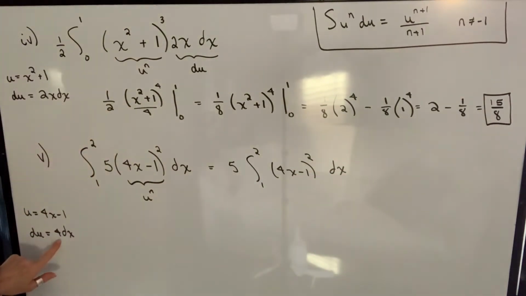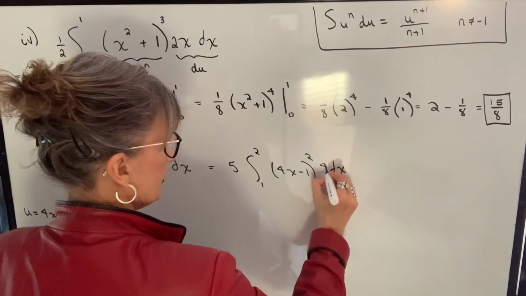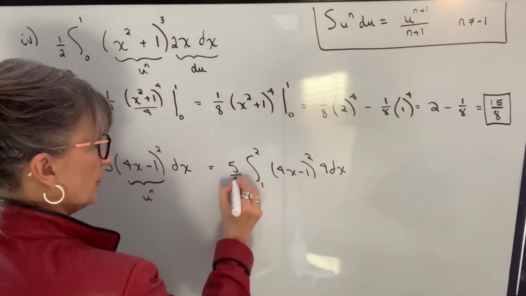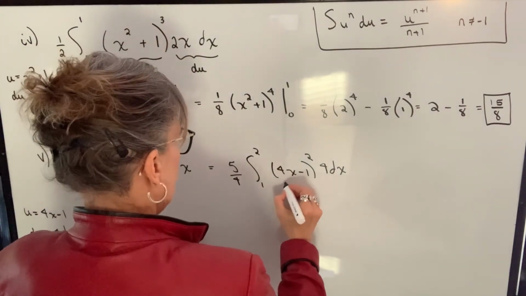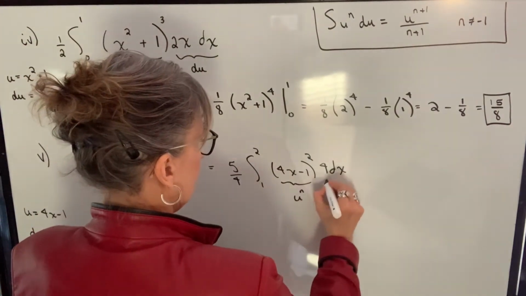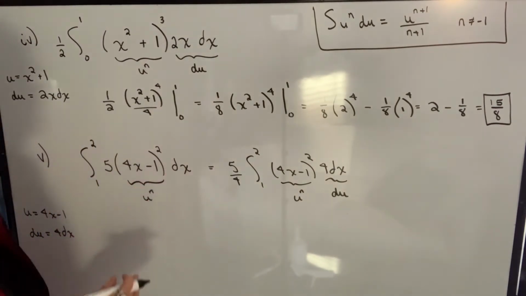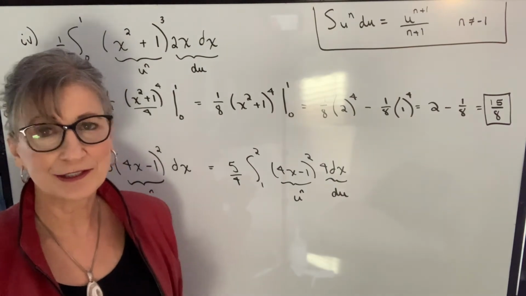And then we're going to introduce a 4. We're going to multiply by 4 so that I have my du factor exact. But if I multiply by 4, I also have to divide by 4, and I can do that outside the integral sign. Now I have u to the n, and I have du. I didn't here, so we couldn't integrate it yet. So remember, it's important that you get that exact before you can integrate it.